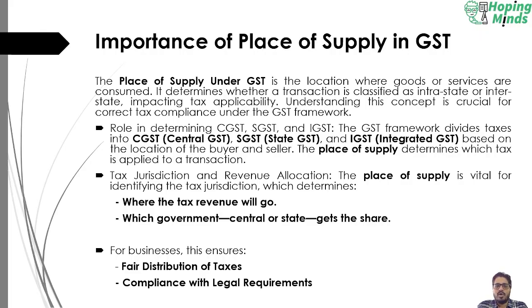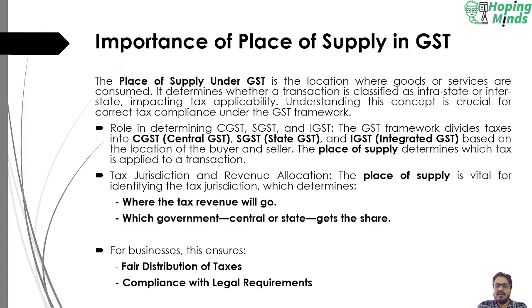So, role in determining CGST, SGST and IGST. The GST framework divides taxes into CGST, that is the central tax, SGST, that is the state tax, and IGST, which is the integrated tax based on the location of buyer and seller. So the place of supply determines which tax is applied to a transaction. For example, for intrastate supplies, CGST and SGST is to be applied, and for an interstate transaction, IGST has to be applied.